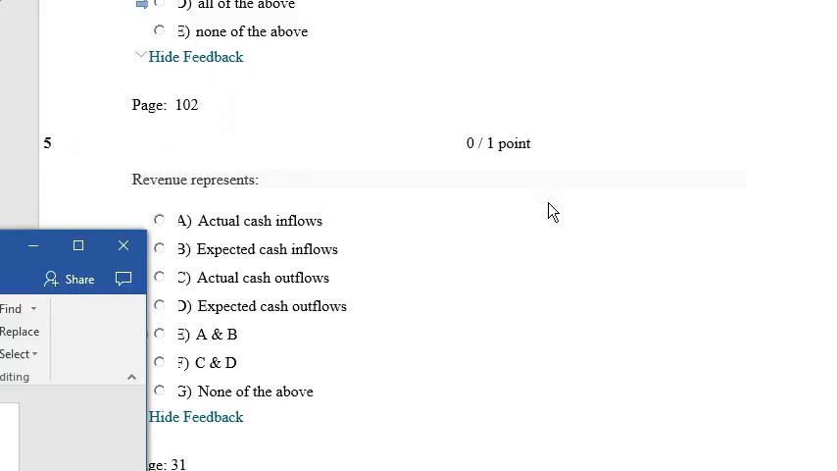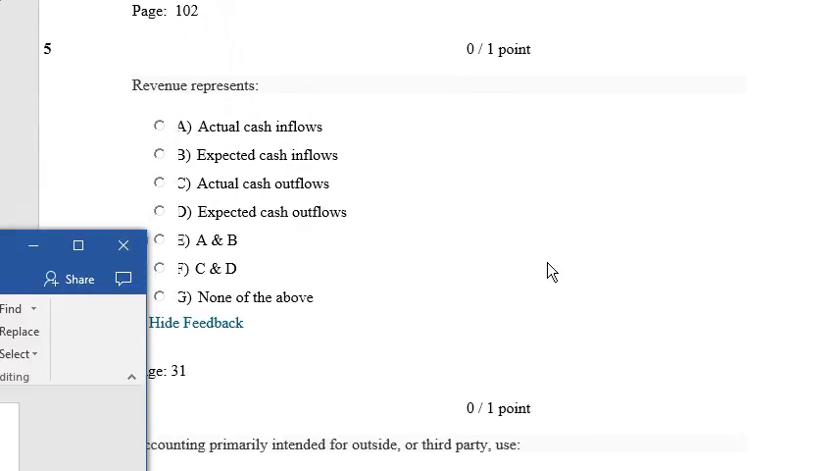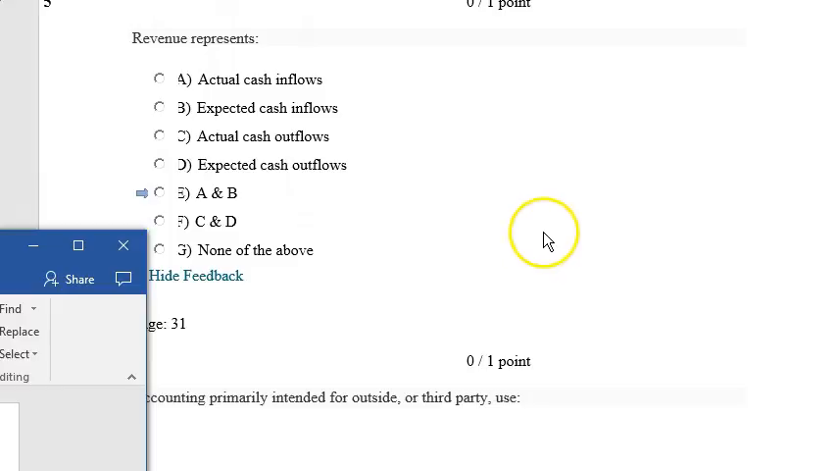All right, so revenues. Again, some of the fundamentals here. What are revenues? Are they actual cash inflows, expected cash inflows, actual cash outflows, or expected cash outflows? So you're going to have to do your strategy. You're going to see there's probably some multiples in there. And it would look like that at least A and B would be in there. And is that correct? And it is.